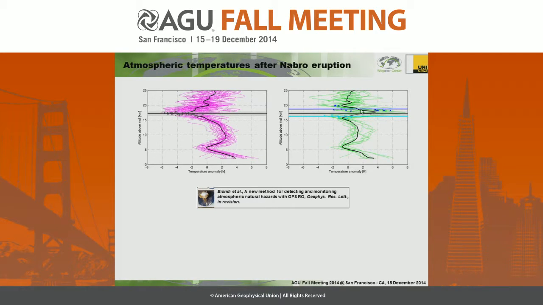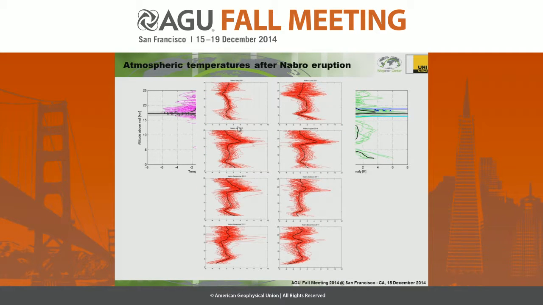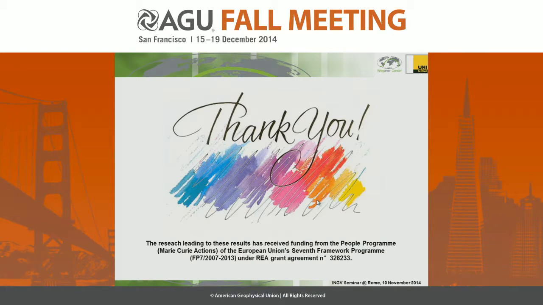And this warming stood there for a long time, because this is the profile in May, June, July, August, September, October, and so on. So you see that before the eruption, this was the profile. After the eruption, we had the warming just above the tropopause, which stood there for at least 5 months. So this means that the eruption directly reached the stratosphere, and this is an example from GPS radio occultation. And yeah, that's it.